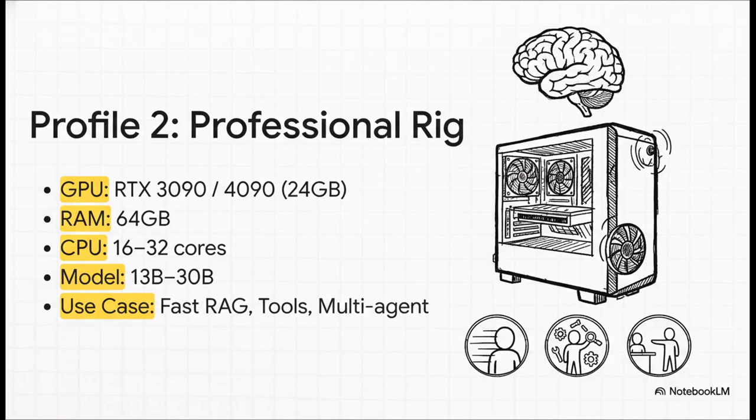Okay, now this is what we're talking about. This is the sweet spot, the one we really recommend for most people doing serious work, the professional rig. Making that jump to a 24GB card like a 3090 or a 4090 is an absolute game changer. This is where your agents become fast, responsive, and capable of handling really complex tasks, even running multiple agents at once. This is the rig for real development.